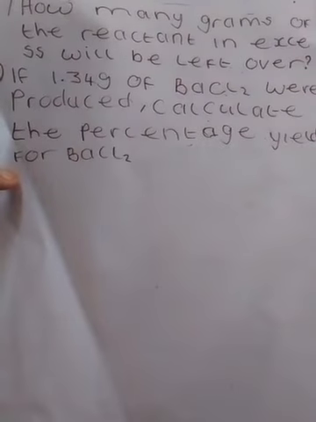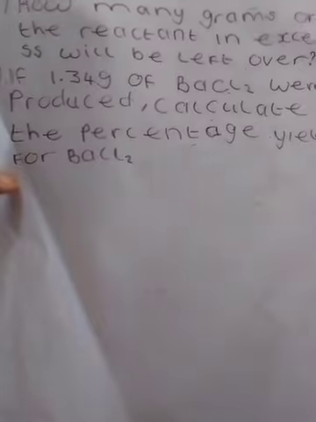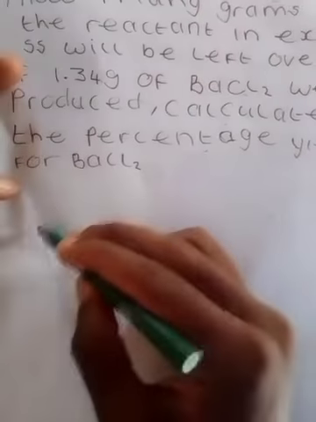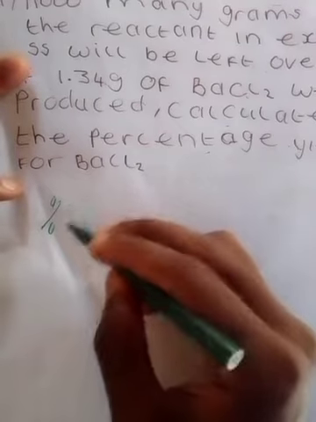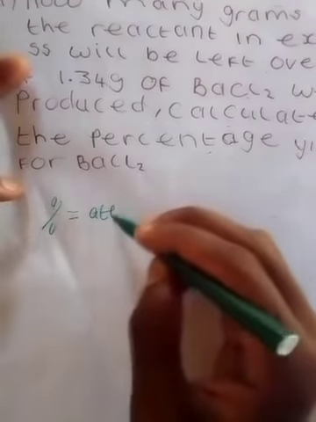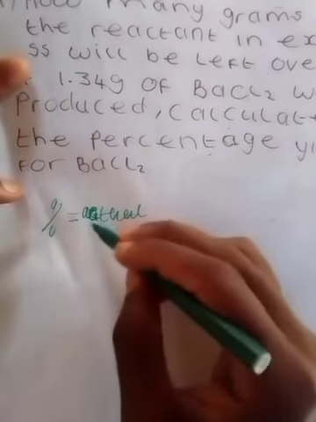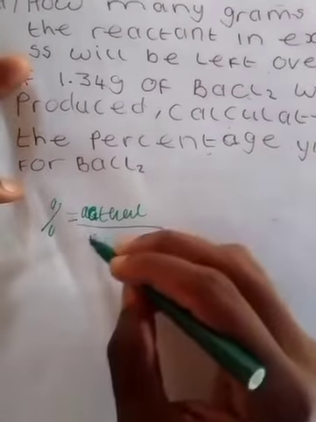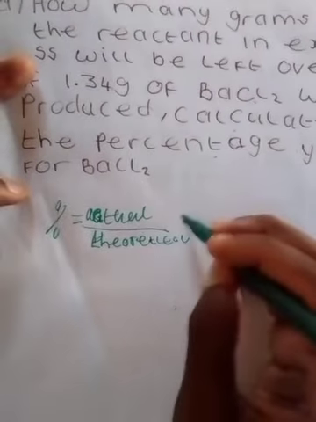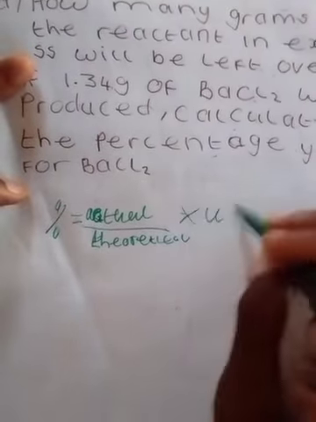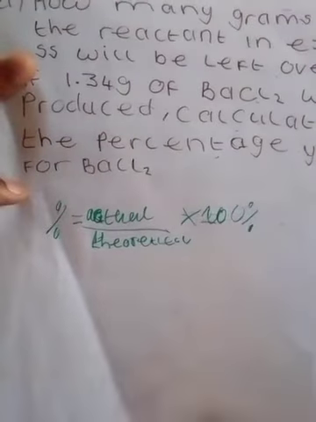Percentage yield is calculated using the formula: percentage yield equals the actual yield over the theoretical yield times 100%. Now, what is percentage yield, first of all? What is the actual yield and the theoretical yield?